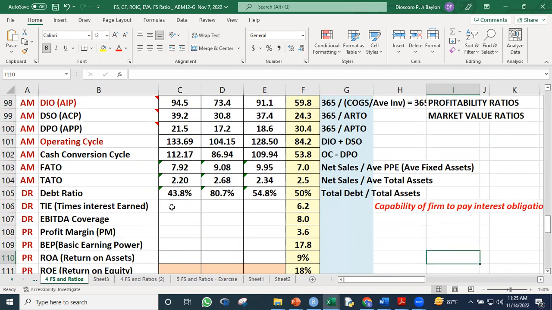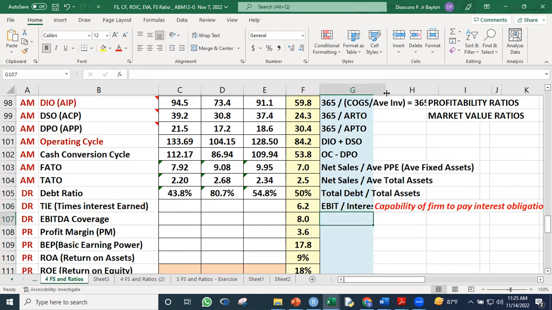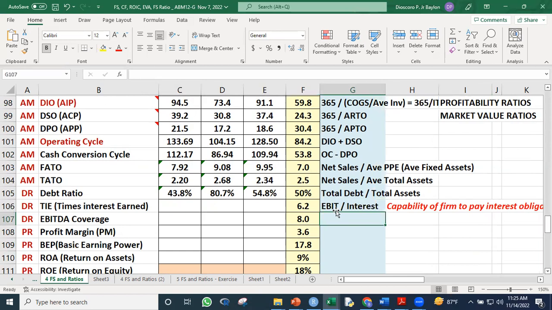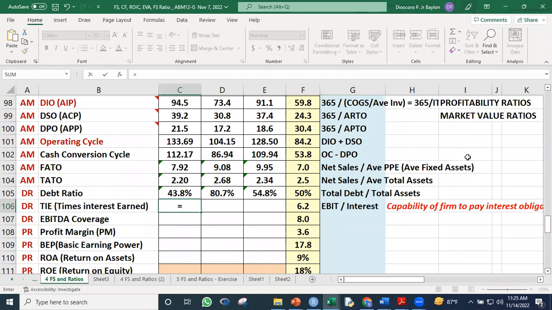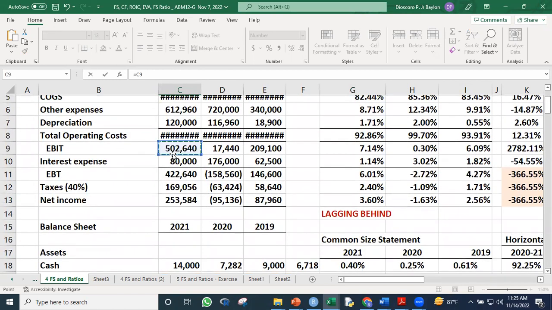We can use the times interest earned, which is equal to your EBIT, earnings before interest and taxes, divided by your interest. So we start with the EBIT, that's your earnings before you deduct interest. From the EBIT, we're going to pay off the interest. What is that ratio, what is that proportion? So let's copy it from our income statement. So we have here our EBIT divided by your interest expense.